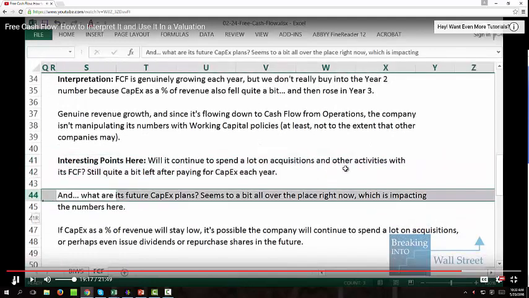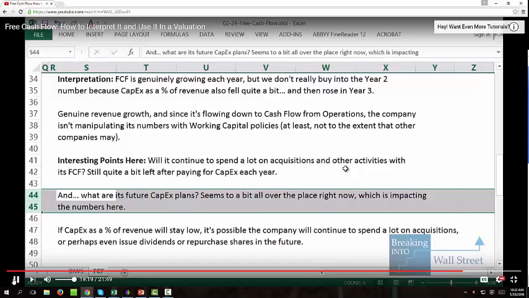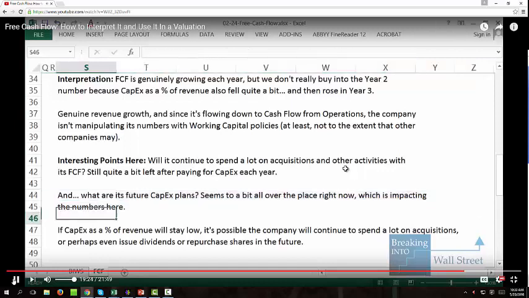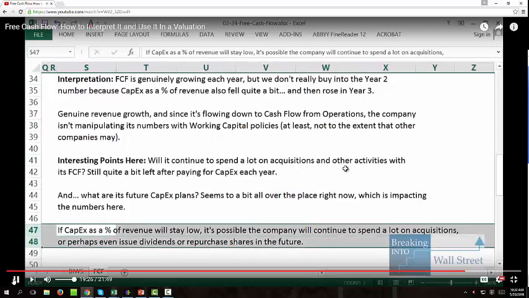It also raises the question of what are their future Capex plans? It has fluctuated a little bit historically, so what is it going to do going forward? If Capex as a percent of revenue is going to stay low, it's possible that the company is going to still spend a lot on acquisitions, or maybe even start issuing dividends or repurchasing shares in the future. If, on the other hand, they're going to start increasing their Capex spending, well, they're probably going to spend less on acquisitions in the future and less on those other potential uses of cash.